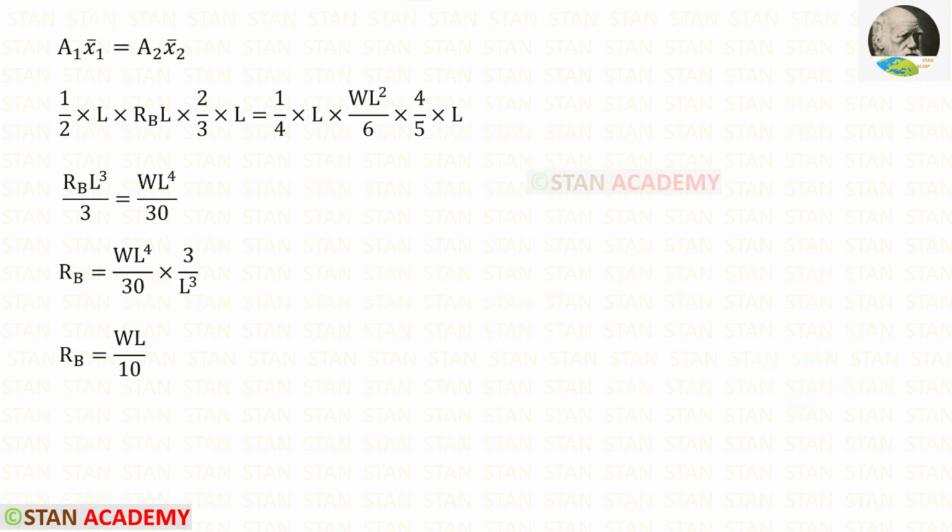Now let us equate area 1 x1 bar and area 2 x2 bar. We can eliminate these two and these two. L into L into L, we will get L cube. We can eliminate this 4 and this 4. 6 into 5, we will get 30. L into L square into L, we will get L power 4. We can take L cube upon 3 to the other side. It will come inversely. We can eliminate L cube and L power 4. And we can eliminate 3. Here it will be 10. So for RB, we will get WL upon 10.